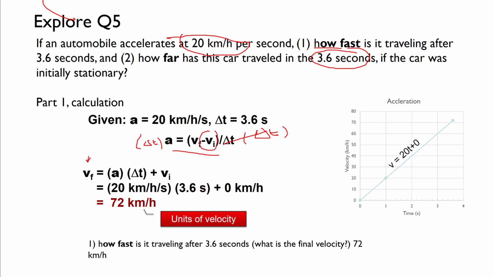Now it's just plugging and chugging. We're going to take our acceleration, which is 20 kilometers per hour per second. We're going to multiply it by 30.6 seconds, which is our change in time. We're going to add it to the initial velocity, but the initial velocity is 0 kilometers per hour. So this whole thing really just doesn't count for us right here. We're done. We've got 72 kilometers per hour, and that is in units of velocity, so mission accomplished there.